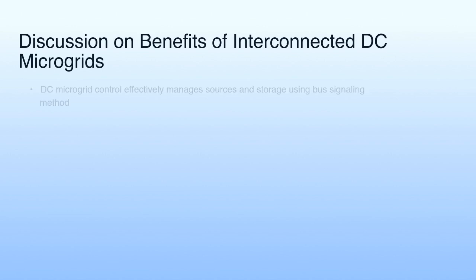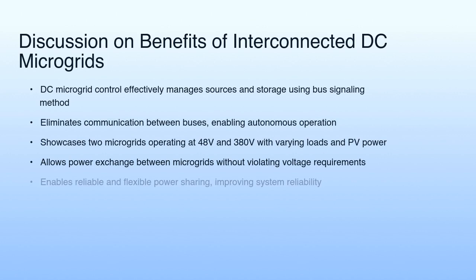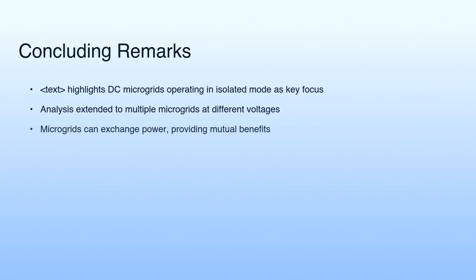The control effectively manages source and storage using bus signaling, enabling autonomous operation and reliable power sharing between microgrids, improving system reliability. The analysis focuses on isolated DC microgrids and their interconnection, enabling efficient renewable energy utilization, optimized resource use, storage management, and load management through control algorithms.